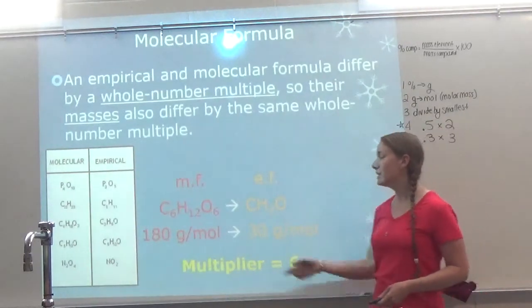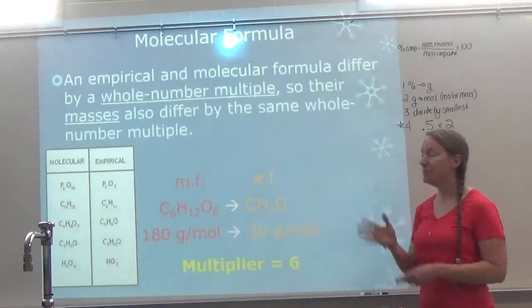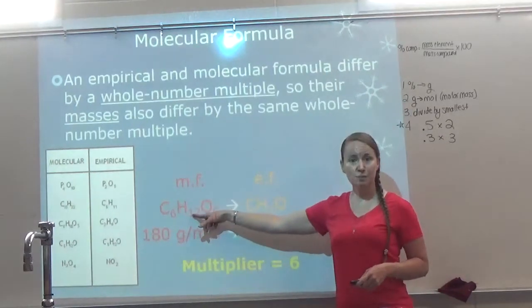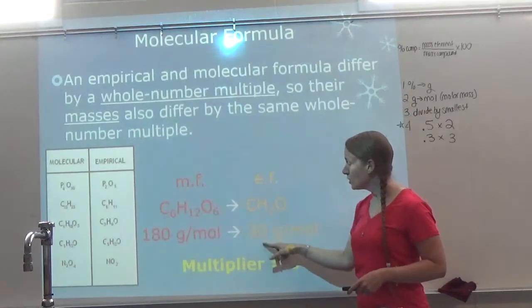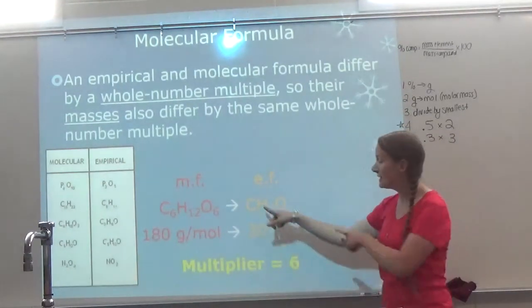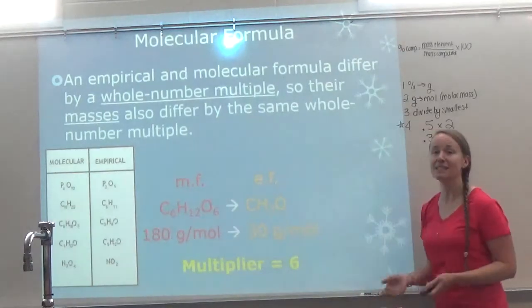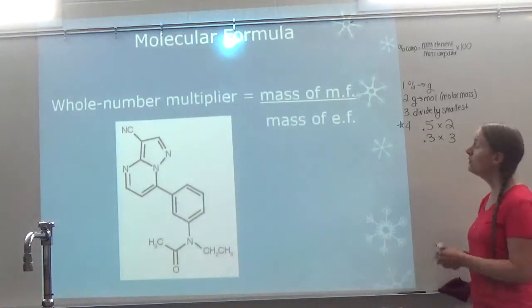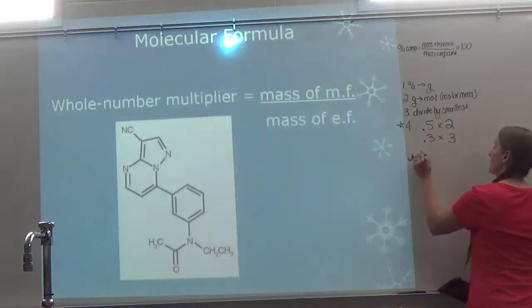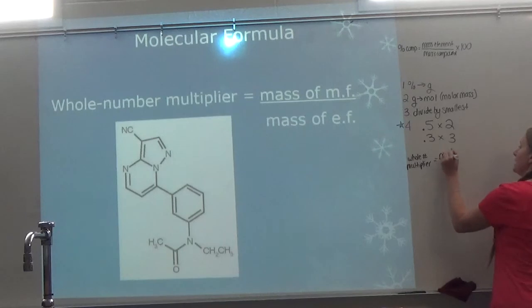So you may wonder, since we're dividing, why am I calling it a multiplier? Because we're going to be going backwards. We're going to know the empirical formula, but we're trying to get to the molecular formula. So if I know the mass is 30 and I know the multiplier is 6, I multiply my mass by 6, I multiply my formula by 6, and I'll get C6H12O6. So our whole number multiplier equals the mass of the molecular formula, or MF, over the mass of the empirical formula.